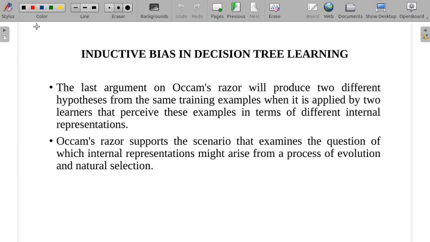Now, in favor of Occam's razor principle, it supports the scenario that examines the question of which internal representations might arise from the process of evolution and natural selection. So our tree evolved. The attribute values which had the highest information gain, that was the natural selection. It's just saying that Occam's razor principle supports the ID3 algorithm. That's it, just said in a complicated way.